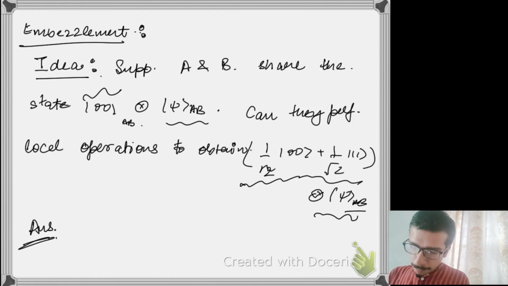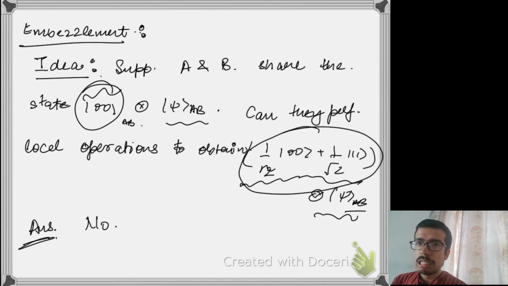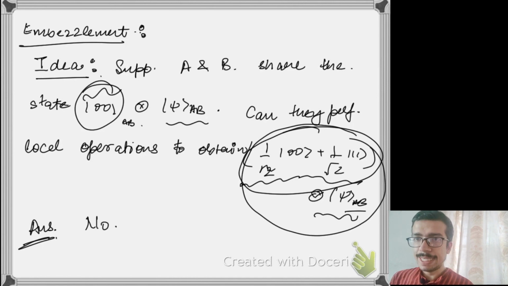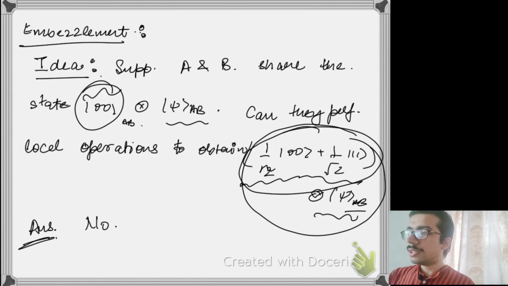And the answer is no. This is because this ket 00 state has entanglement entropy of 0, whereas this has entanglement entropy of 1 bit. And local operations cannot increase entanglement entropy. They can only decrease it, or keep it the same. So this is something we cannot do. But what we can try to do is achieve this sort of state with some fidelity using local operations, and that amount of fidelity will describe how much embezzlement we are performing. So let me write down the formal definition.